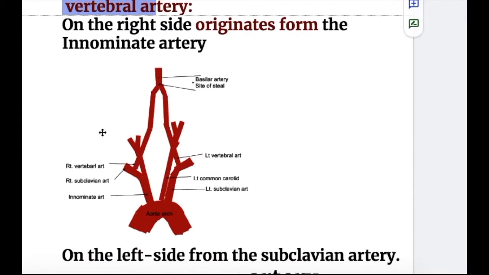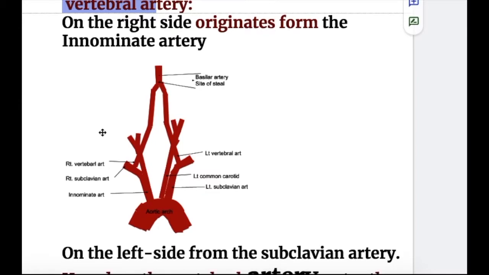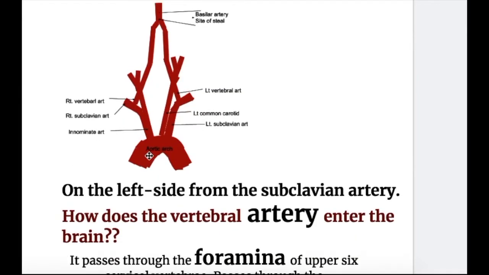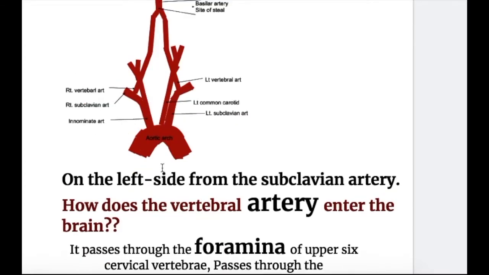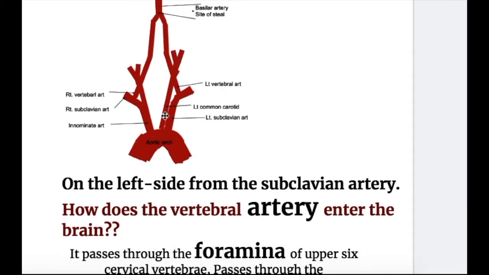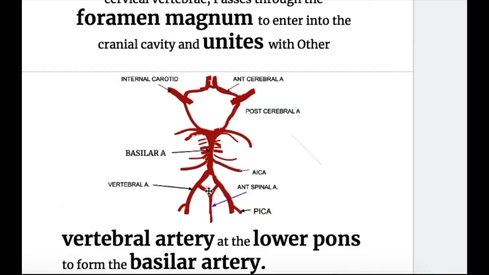The vertebral artery on the right side originates from the innominate artery and on the left side from the subclavian artery. So it's an innominate artery from which vertebral arises on the right side, and on the left side it arises from the subclavian artery. So this is left subclavian and vertebral arising from this. And how does it enter the brain? It passes through the upper 6 cervical foramina and enters the cranial cavity through the foramen magnum and unites with the other vertebral artery at the lower border of the pons to form the basilar artery.